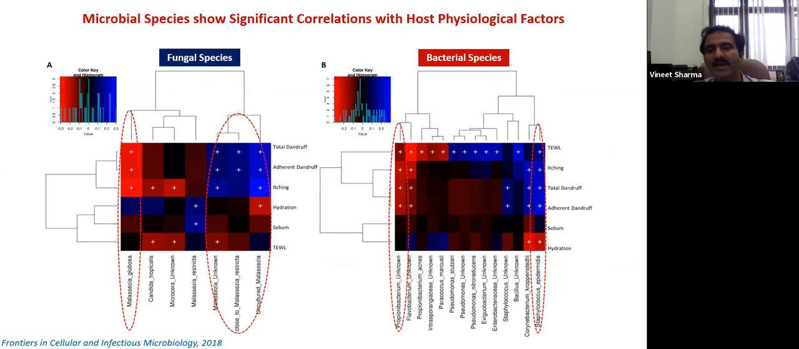And along with this, we also looked at the host factors, such as itching, total dandruff score, sebum content, hydration, right? And again, the species that we showed were associated with dandruff, such as S. epidermidis, the uncultured Malassezia and Malassezia restricta, showed positive association with the dandruff parameters, whereas the species such as Propionibacterium and Malassezia globosa, in bacteria and fungi respectively, showed negative association with these dandruff parameters. So this was also clinically validated.